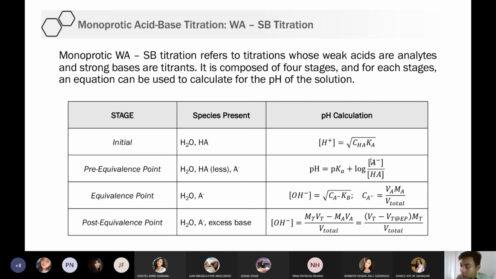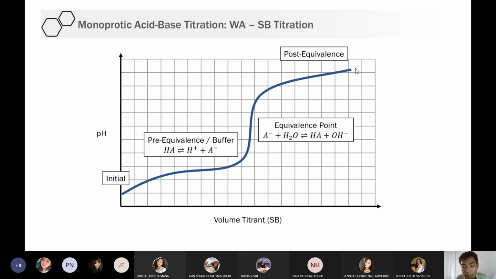And at equivalence point, we have the conjugate base alone. So to solve for the pOH, that's the square root of this times that. Discuss ko yan maigi next meeting. And at post-equivalence, you will have excess base, and that excess base will account for the pH of the solution. Kailangan nyo expect next meeting, may buffer system tayo. So, we will use the Henderson-Hasselbalch equation. Please recall the Henderson-Hasselbalch equation.